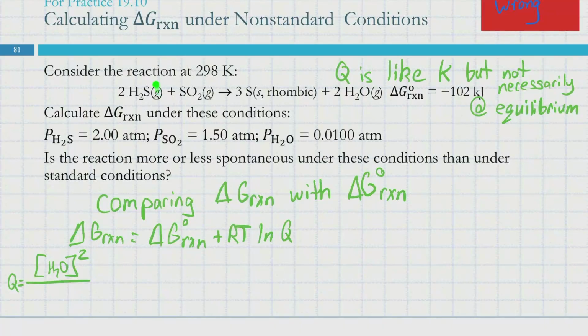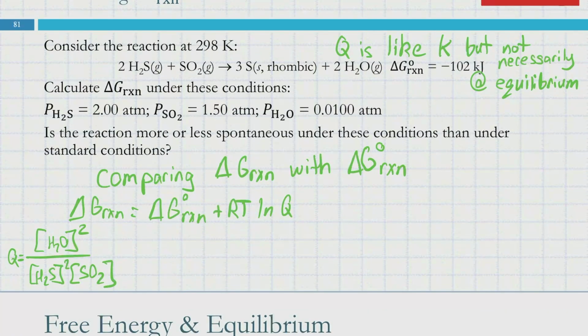And then our reactants are H2S and SO2. So we'll have those concentrations, or pressures really, with their coefficients raised to the power and all that. So there's our Q expression down in the bottom left corner. So 0.0100 squared over 2.00 squared times 1.50.